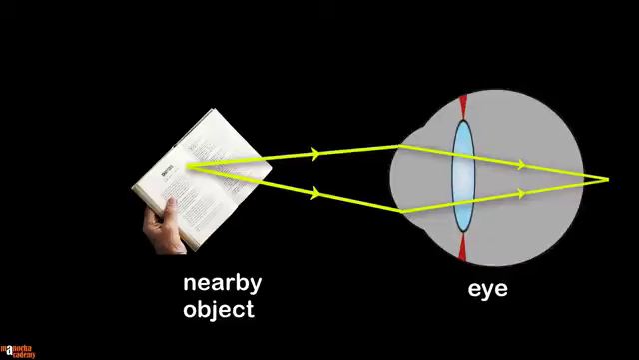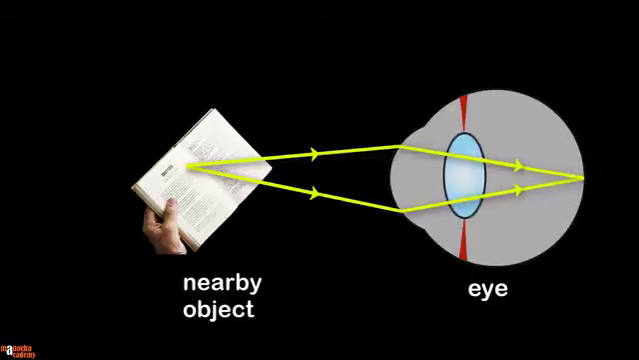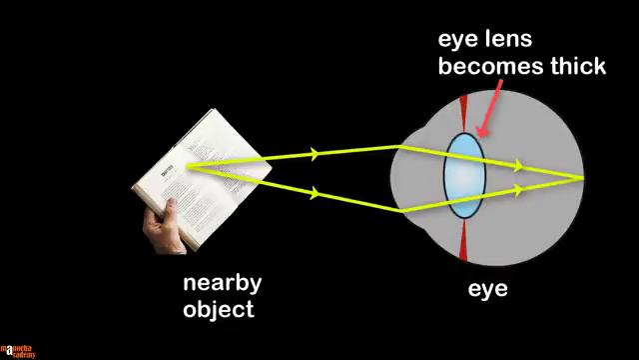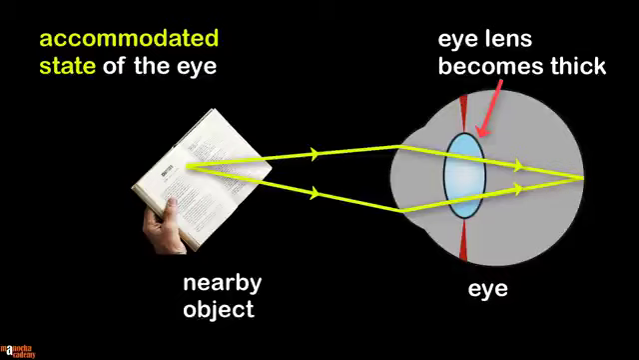Since the rays are divergent for the nearby object like this book here, it needs to increase the converging power of the lens to get the rays to focus on the retina. The ciliary muscles contract. This makes the suspensory ligaments that are attached to the eye lens loose. The flexible eye lens bulges under its own elasticity and the eye lens becomes thicker. So we get a clear image on the retina. This is called the accommodated state of the eye.